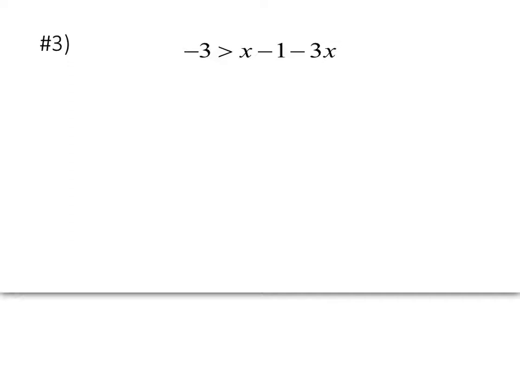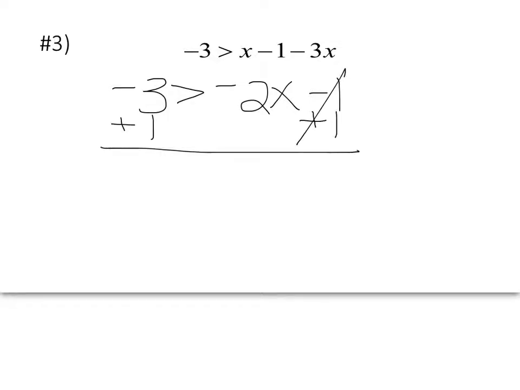Okay, so here, the first thing I'm going to do is, again, combine like terms. On the right side, I have an x minus 3x, so I'm going to leave everything else the same. -3 is greater than x minus 3x is -2x, and then keep your -1. And now we're going to isolate the x. And when you isolate the x, you're going to treat it just like as if it were an equal sign. So I'm going to add 1 to both sides. This gives me -2 is greater than -2x.